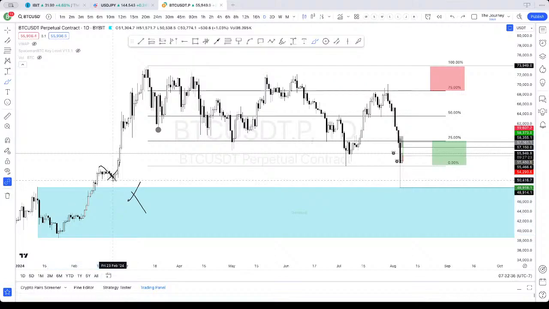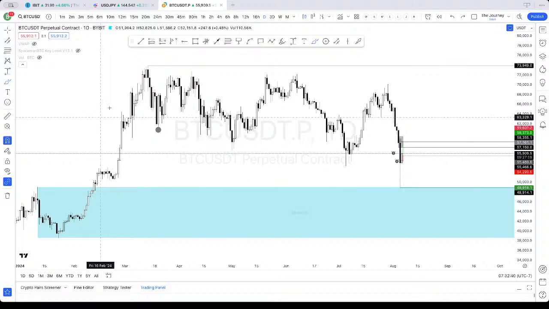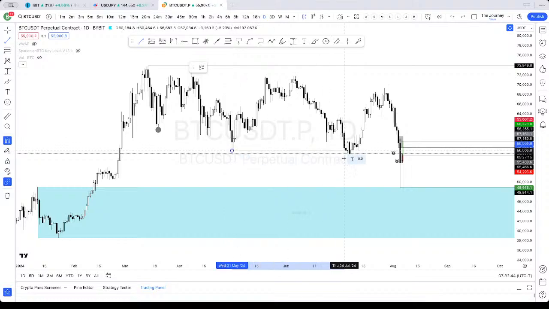Let me continue to build my case, okay? Let's get rid of this stuff. Last time we came down on the daily chart to challenge this low, did we close below that low?